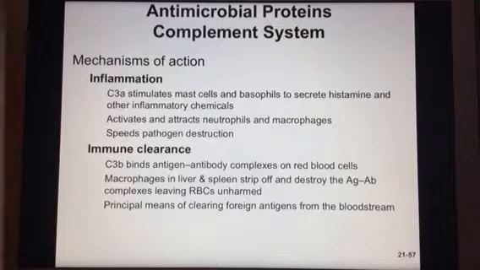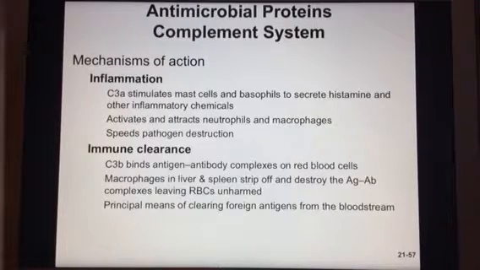So one is inflammation. C3a is what stimulates those mast cells and basophils, and they're secreting histamine and other chemicals, and so that then kind of sends a signal to the neutrophils and macrophages that it's time to come, and that helps to speed up the destruction of the pathogens.